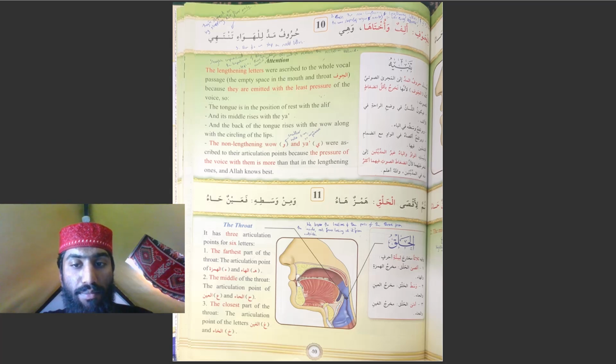Then from the farthest part of the throat, there's Hamzah and Ha. From the middle of the throat, there is Ain and Ha. Okay, so now we're looking at the throat letters. If you look at the throat, there are three sections of the throat. There is here, look at the mouth, the vocal cords. There is the epiglottis. And there is the root of the tongue here.